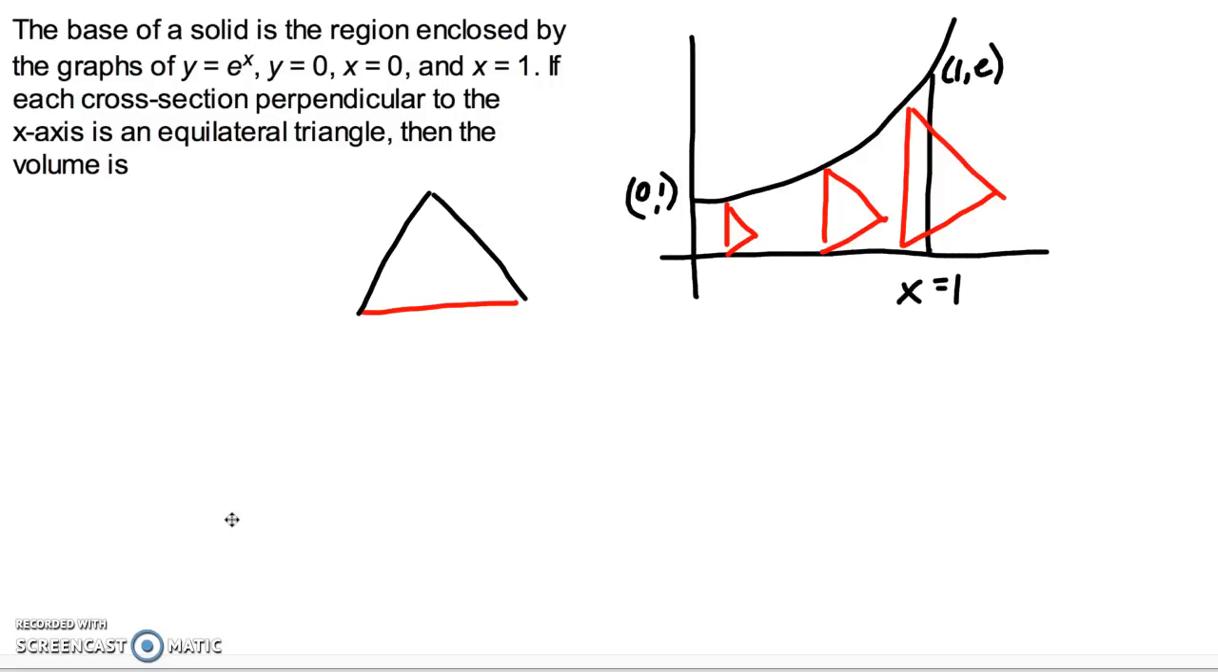So back to the problem we're looking at right now. This time we have the function, oh, what is it? y equals e to the x, right?